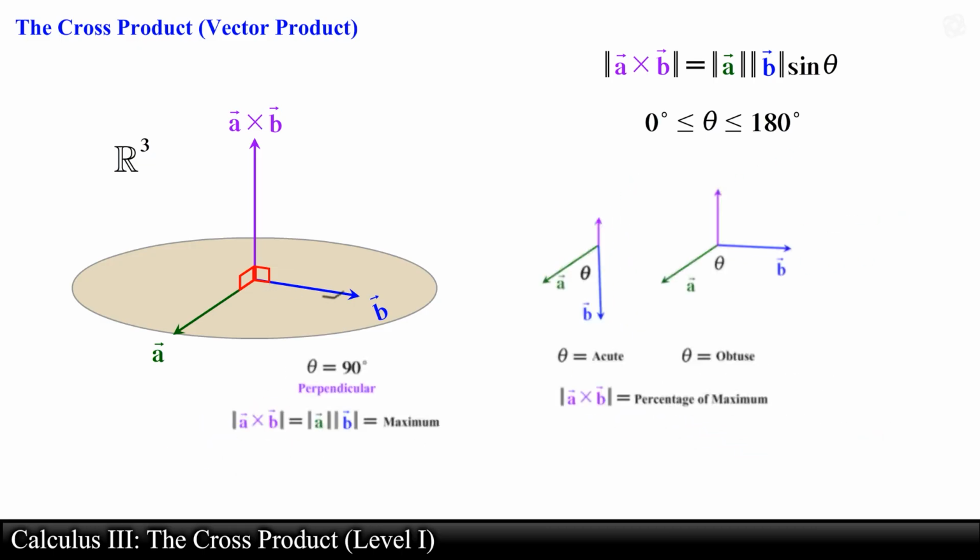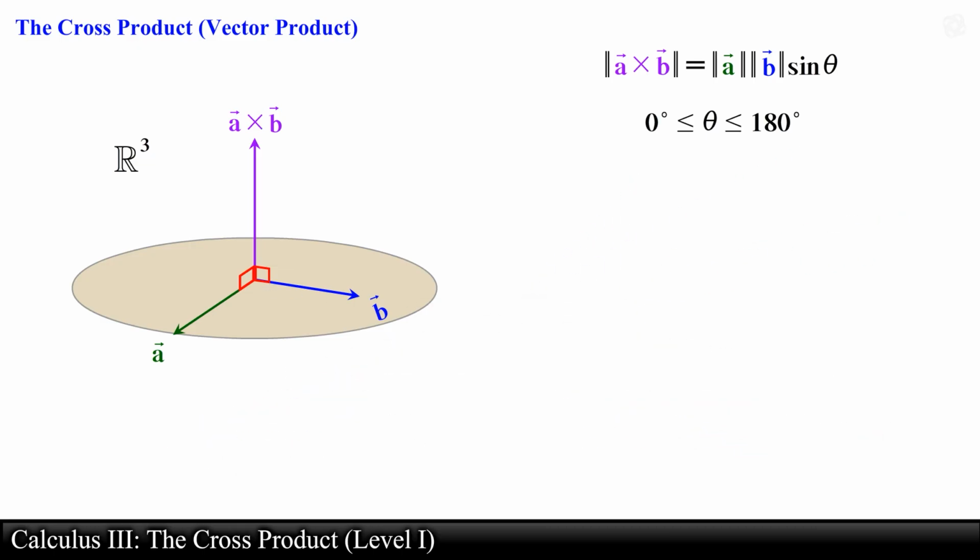Now let's talk about the direction of the vector produced by the cross product. There are always two directions perpendicular to a given plane, one on each side of the plane. How do we determine on which side the vector produced from the cross product will point? By convention, we use the right-hand rule.